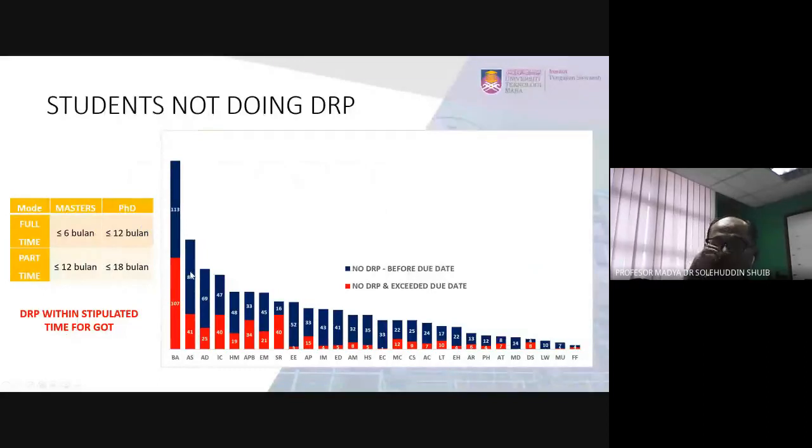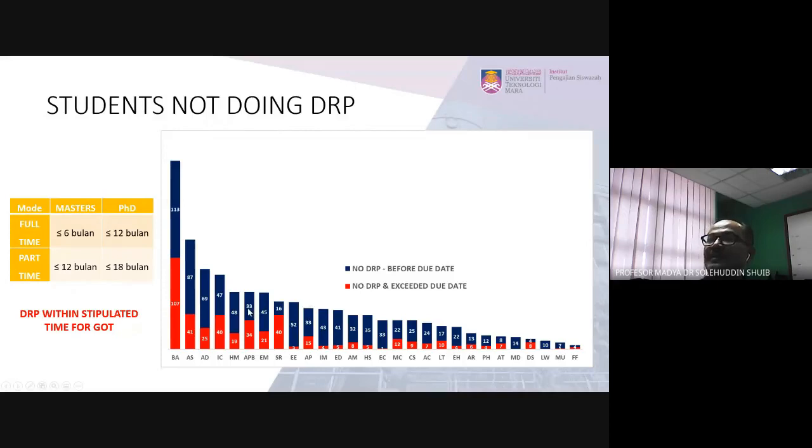This is the data for students not doing DRP. We recommend that a full-time master student must do DRP in less than 6 months. For a part-time student, it is 1 year. For PhD, less than 1 year if he or she is a full-time student, and for part-time it should not exceed 18 months.